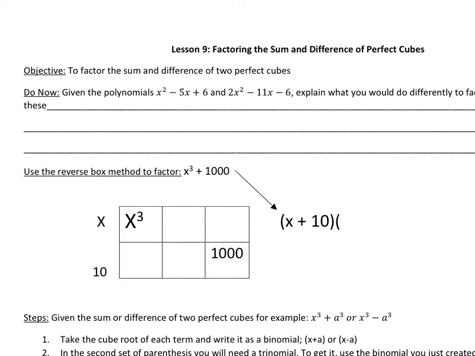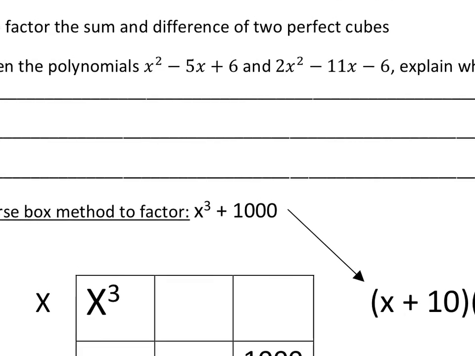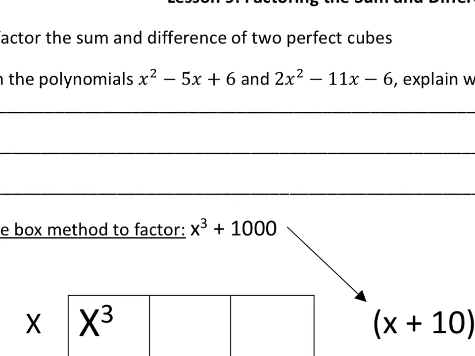And the do now says, given the polynomials, explain what you would do differently to factor these. Well, let's just talk about this, and you would obviously write this out in words. But first off, I notice that they're both trinomials, okay? And the two types of factoring you know for trinomials are AM and the glasses method, which is the AC method. AM can only be used on the first polynomial because A is equal to 1. And AC can be used on the second one because we have a number in front of the x squared.